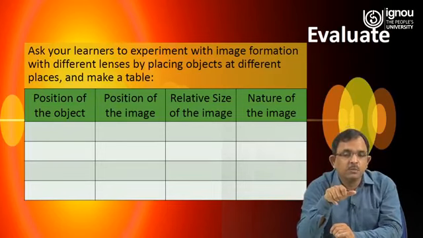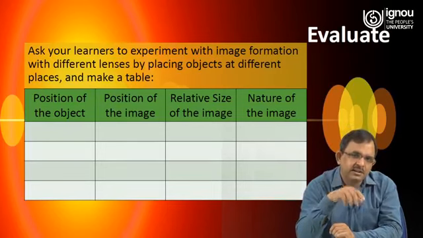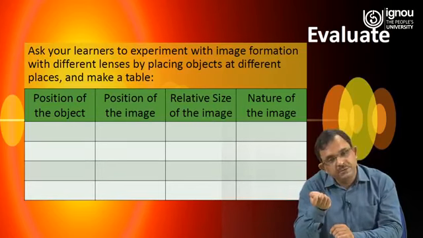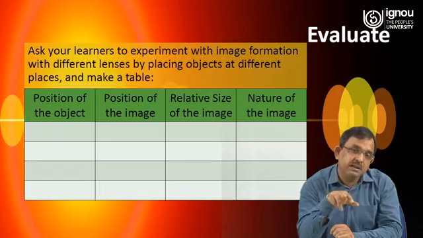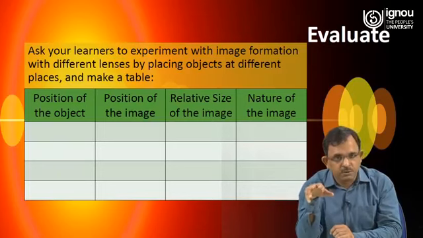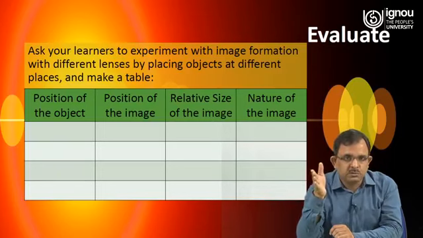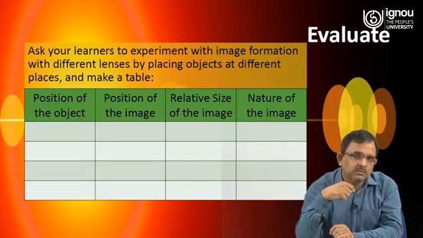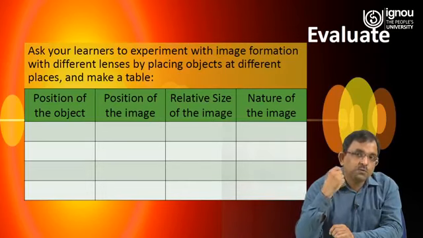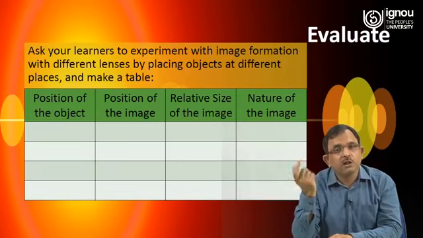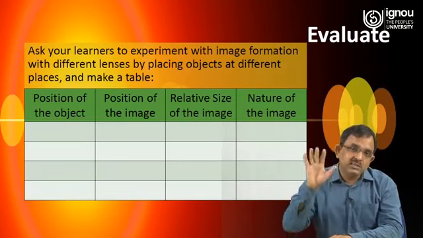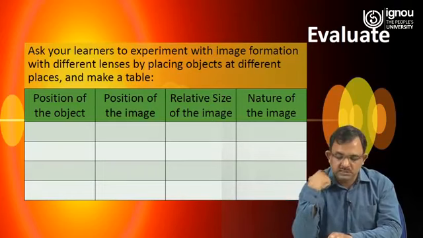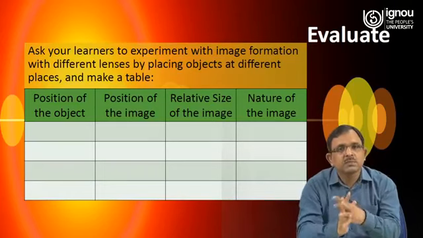So, the position of the object, whether it is on f, whether it is at infinity, whether it is on 2f, whether it is between infinity and 2f, whether it is between f and 2f, whether it is between f and O, and where the image is being formed. What is the position? What is the size, whether it is smaller, same size or larger? What is the nature, whether it is a true image or a false image? So, if your students are able to fill this table after the experimentation, it means your objective has been achieved.